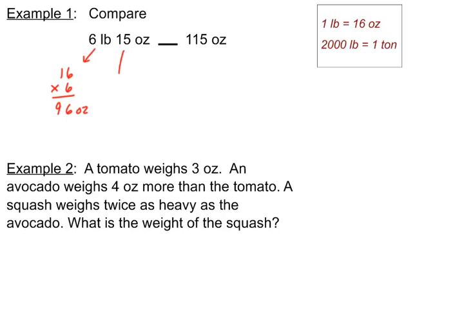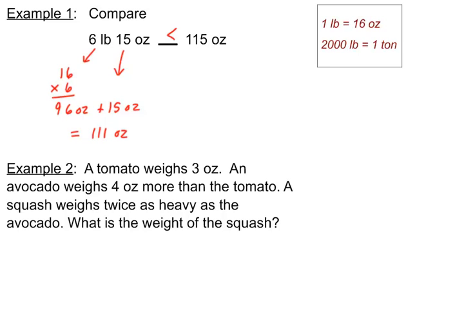I still have that 15 ounces left over, so I still have another 15 ounces. So then that becomes 111 ounces. 111 is smaller than 115, so therefore I have a less than sign.